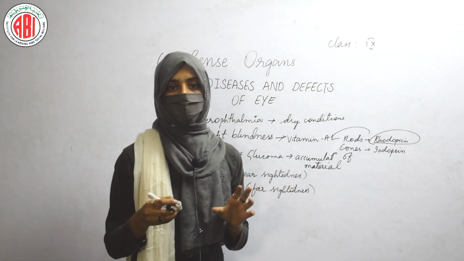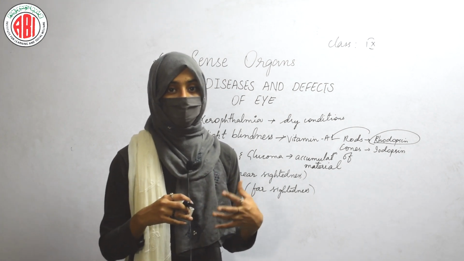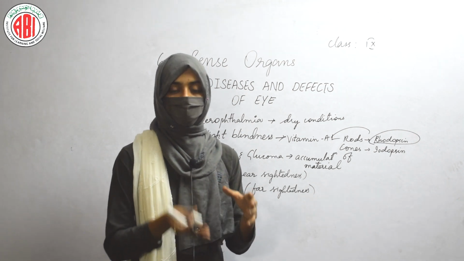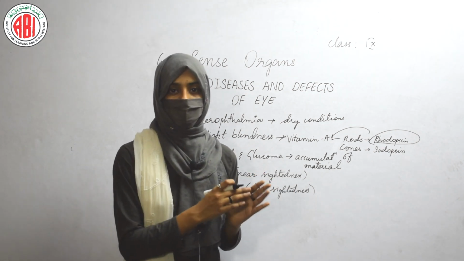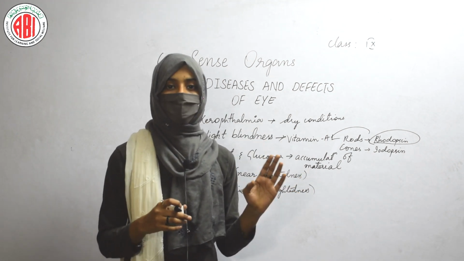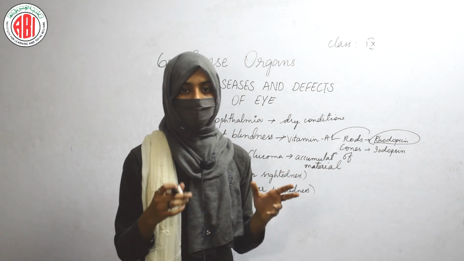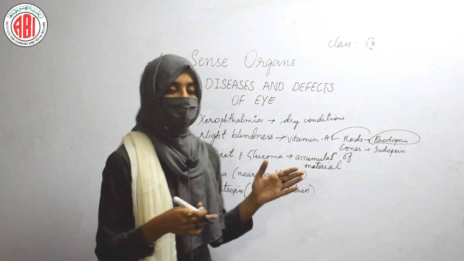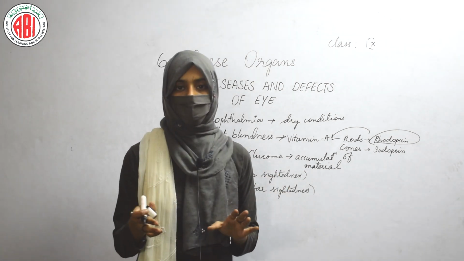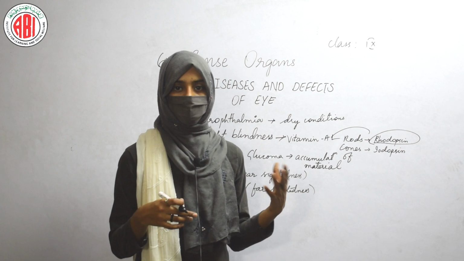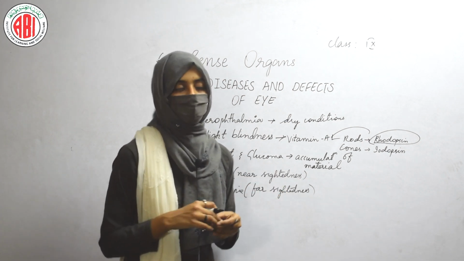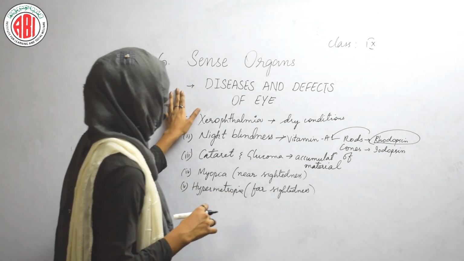Because of these conditions, the person's vision gets blurred, and we can say that the light does not reach the proper part of the retina. When it doesn't fall on the retina, the person fails to see the object clearly. Blurred vision results. So myopia and hypermetropia are conditions where the vision gets blurred due to the improper falling of light on the retina, and they can be corrected with the help of certain surgeries. So, this is about the diseases and defects of our eye.